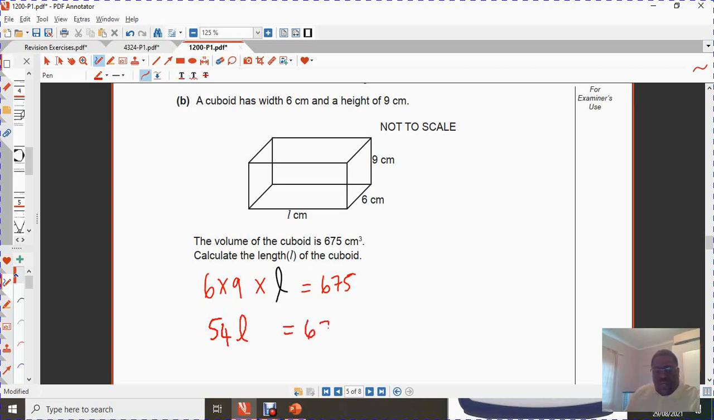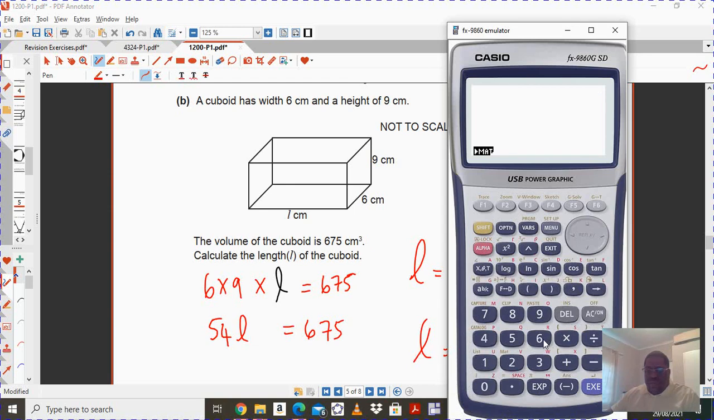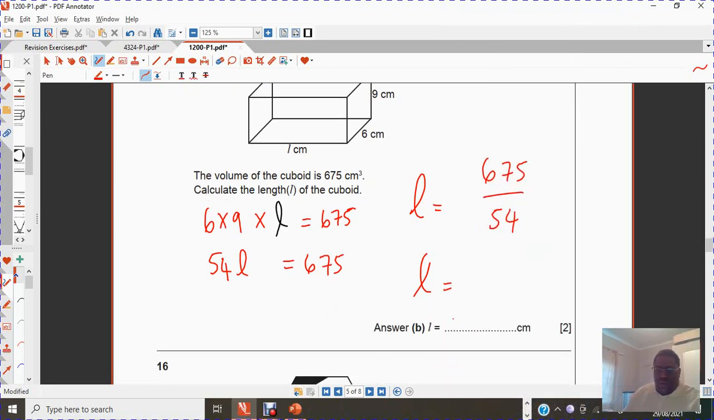L should give you 675. And in order for you to get the L, you take the 675, you divide that by 54. So let's bring a calculator to play, just to make sure. So you're going to say 675 divided by 54. So the length, therefore, is 12.5. I'm just going to go ahead and write it in here. I can take away this one, because I already have my length. Okay.